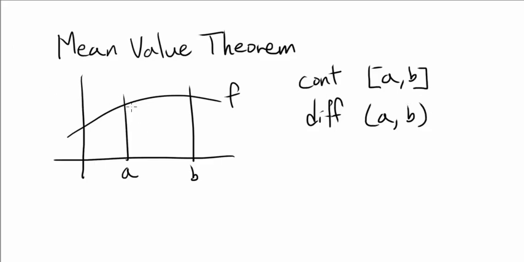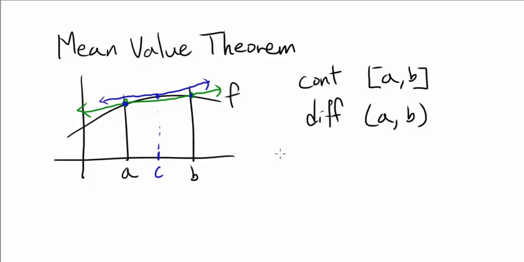And we said there was a point in between a and b, such that the slope of the tangent line at some point c between a and b is equal to the slope of the secant line, or the average rate of change from a to b. Another way to think about it, there is a tangent line between a and b that is parallel to the secant line going through a, f of a and b, f of b.